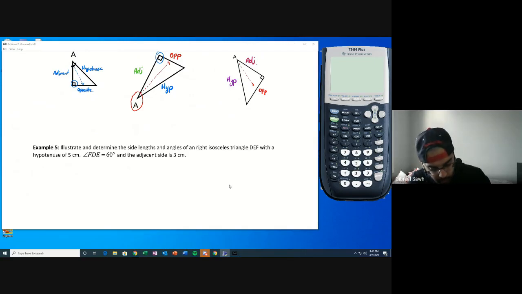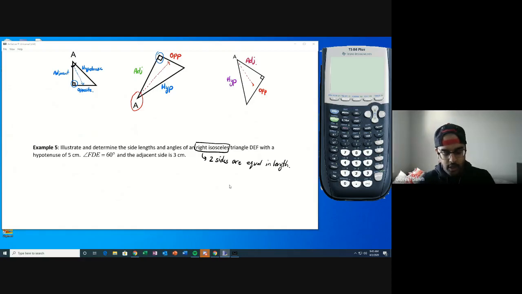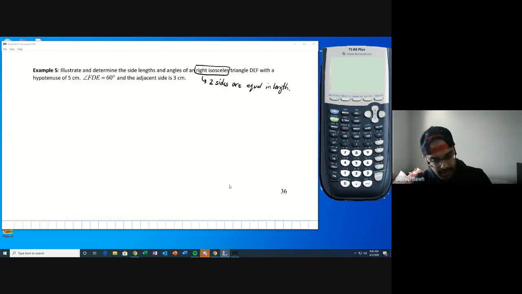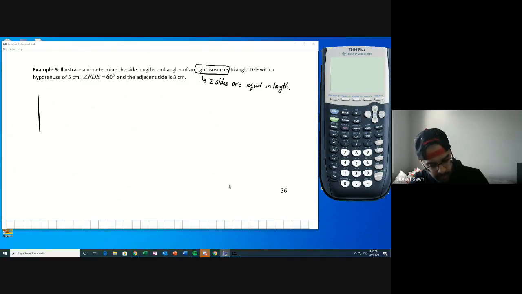Now, if you remember the word isosceles, that's going to tell us that two sides are equal in length. Okay, in a triangle, if you have sides that are equal in length, that also means the angles across from them have to be equal as well. Side lengths are built from their angles. Okay, so let's start out by just drawing a right angle triangle where it looks like we've got two sides the same length. It'll be very hard to be exact here.